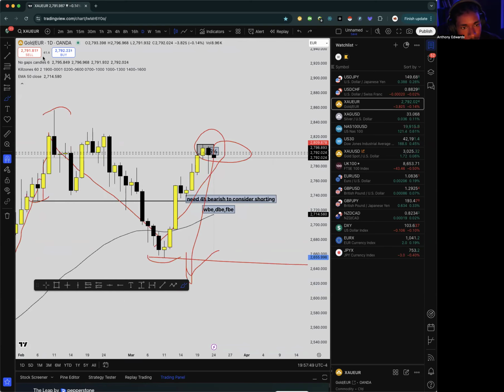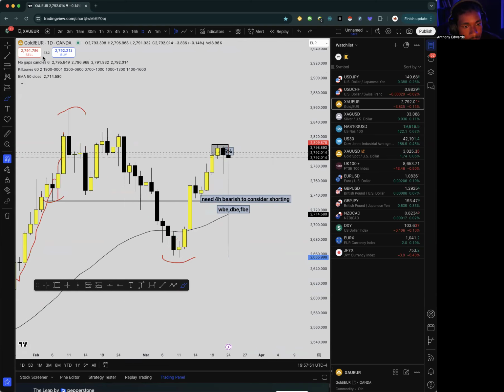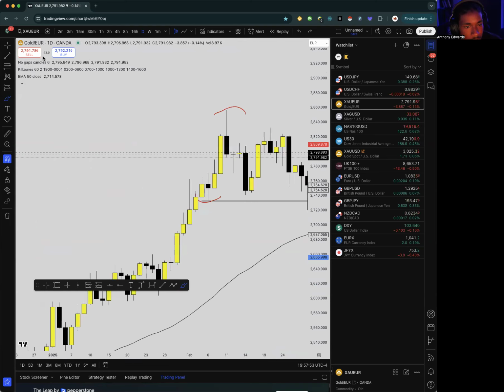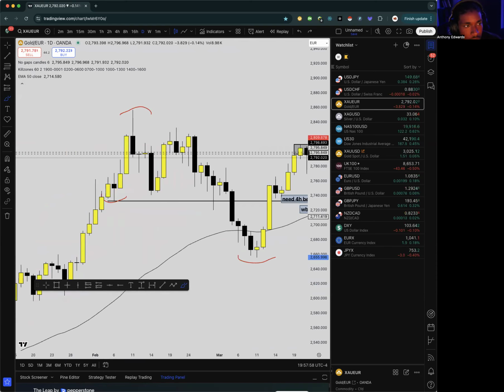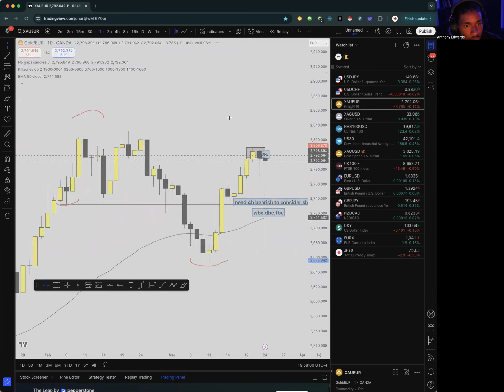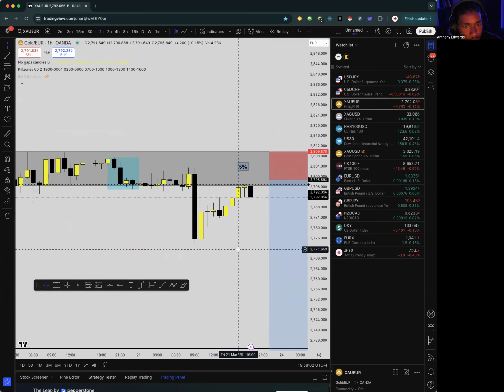So that's my analysis for this pair. I'm just waiting for my setup on a lower time frame to take effect so that I can enter the trade. I'll show you guys how it looks on the 1 hour.